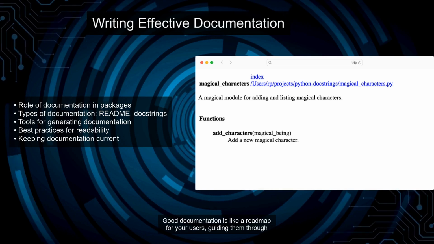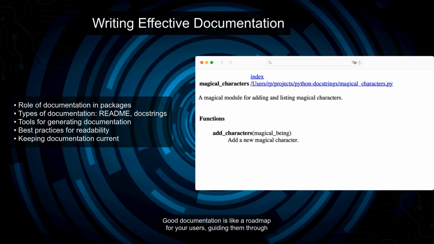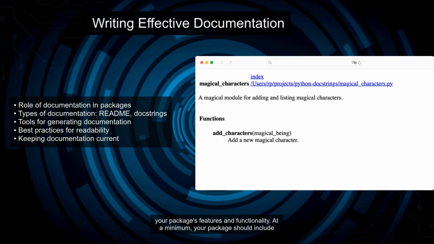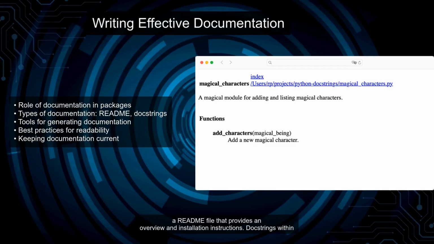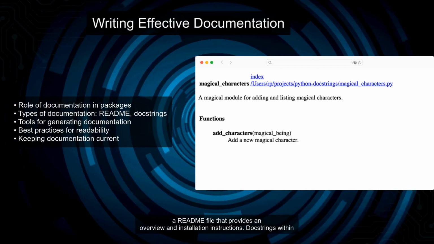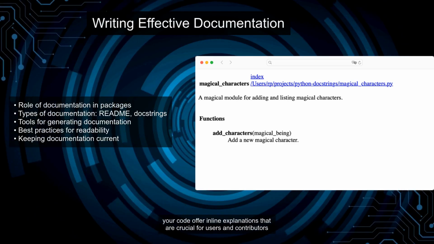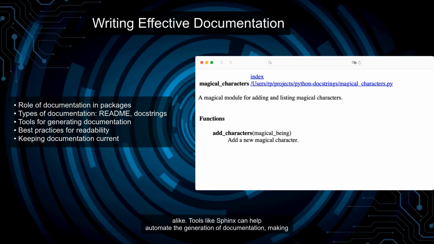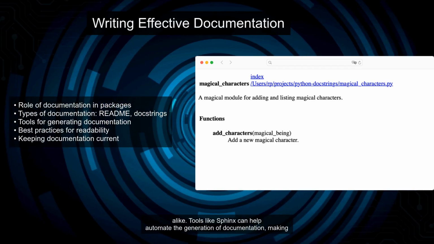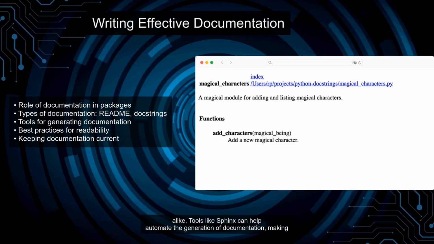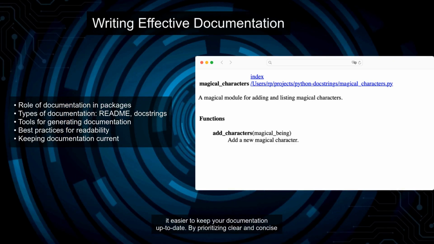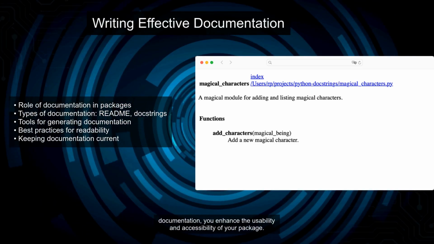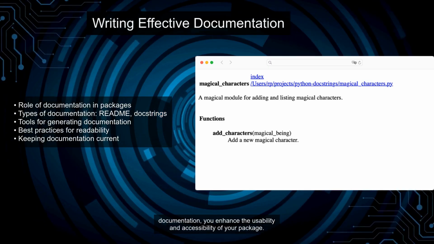Good documentation is like a roadmap for your users, guiding them through your package's features and functionality. At a minimum, your package should include a README file that provides an overview and installation instructions. Docstrings within your code offer inline explanations that are crucial for users and contributors alike. Tools like Sphinx can help automate the generation of documentation, making it easier to keep your documentation up to date. By prioritizing clear and concise documentation, you enhance the usability and accessibility of your package.